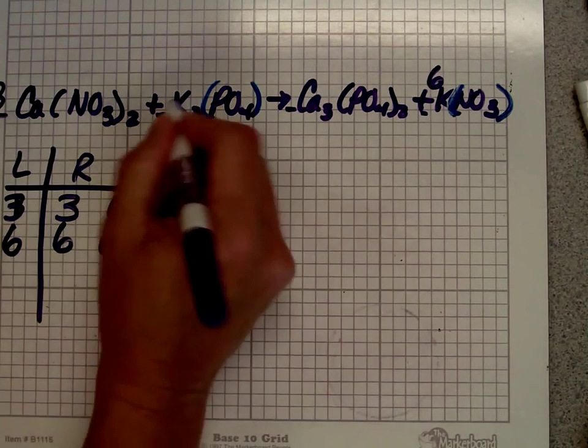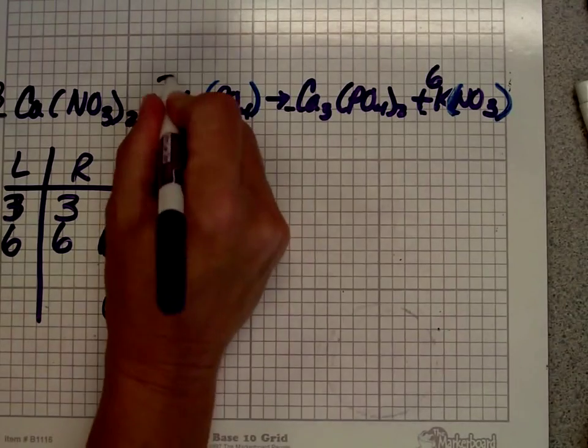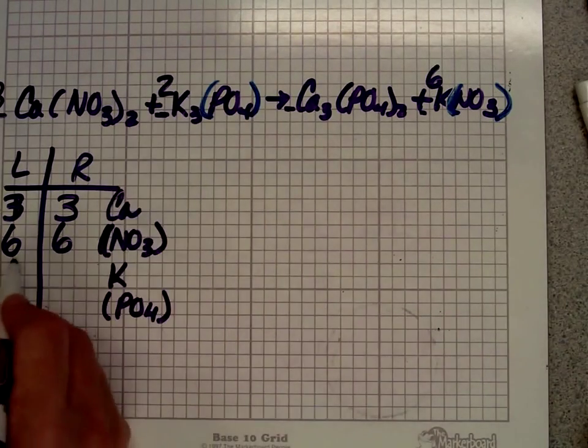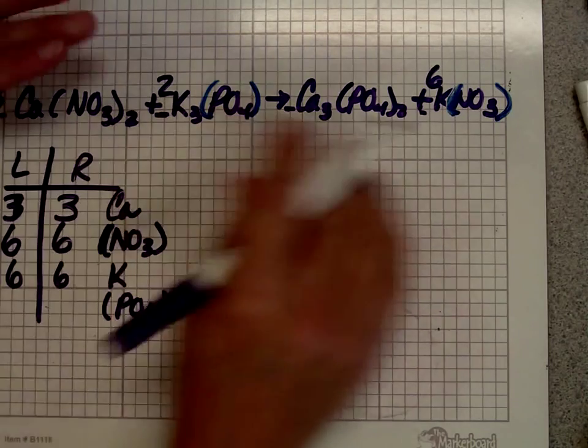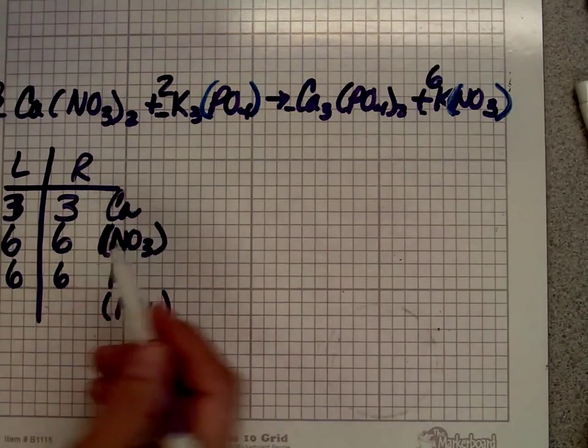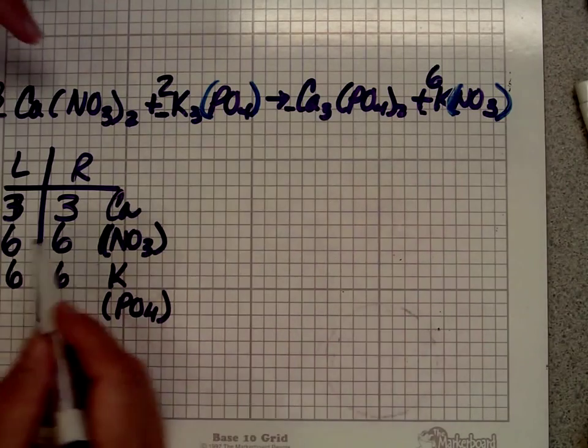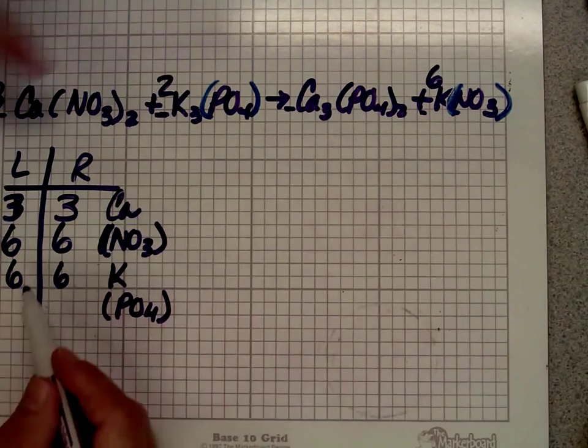Oh, so how do I make this 6? How do I go from 3 to 6? Well, I'm going to put a little 2 there. 2 times 3 is 6, and that's 6. Okay, I don't have to re-look at the calcium and the NO3 because I didn't change anything. I can take a quick look. 3 and 3, 3 and 3, 6, 6, 6, 6.